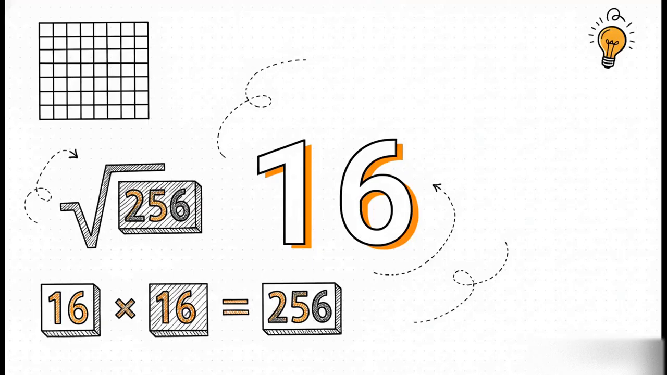Let's look at a really satisfying resolution. The square root of 256. What number times itself equals 256? Well, if we do the math, it's actually just 16. Because 16 times 16 is 256. When you realize it's just a reversal, all that math anxiety kind of just disappears.